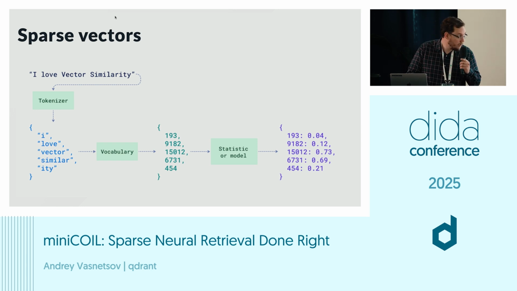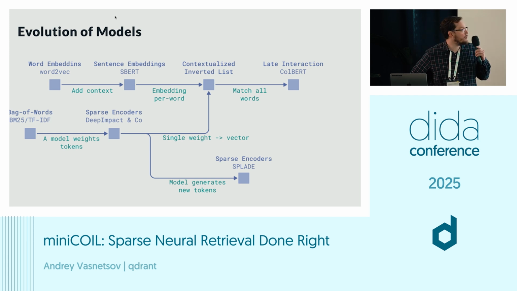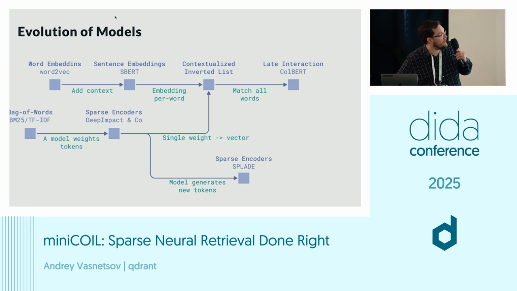I guess the main idea why you want to use sparse vectors versus dense vectors is because you want to have some kind of guarantee about exact match of the words inside your query versus your document, which regular dense embeddings cannot guarantee you. And if you take a look at this evolution tree of different models, you can notice the two distinct branches. The first branch on top is associated with dense models. It started as a word-to-vec embeddings, then it's sentence transformers, then it's contextualized inverted lists, and then the latest one is this Colbert models.